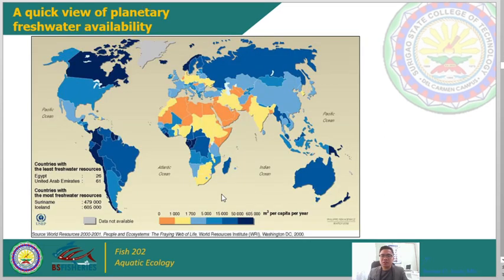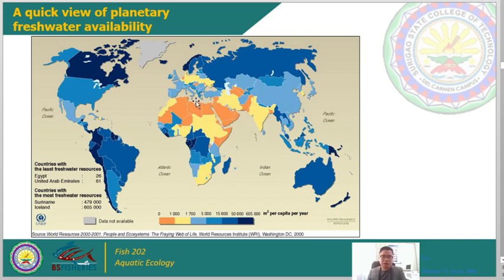Now, if you take a look at the distribution of this water, or what we call the quick view of the planetary freshwater availability, we can see in this figure the scale basically. The pink ones are the areas which have a very scarce freshwater supply, while the blue ones are the most abundant part of the globe, wherein it has a very abundant freshwater supply. So where are the areas that have a very abundant supply of fresh water? The areas such as Northern America, the Western Pacific coast of South America, and some regions of Australia and northern Africa.